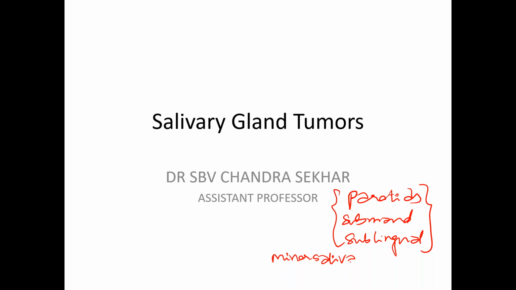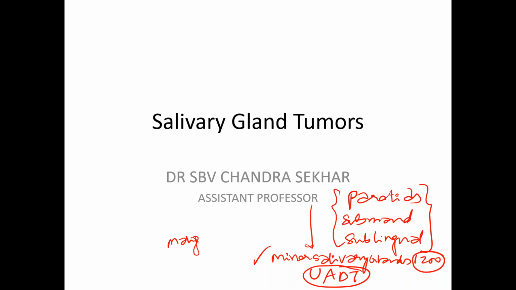You can read that, but there are over 1200 salivary glands all over the upper aerodigestive tract. As the size of the glands decreases, the malignant ability increases. That should be kept in mind. That means minor salivary glands are more malignant.